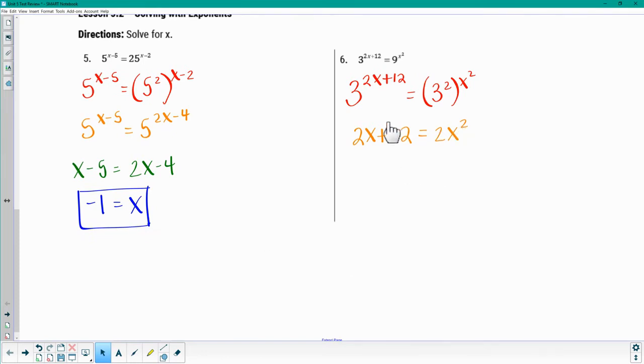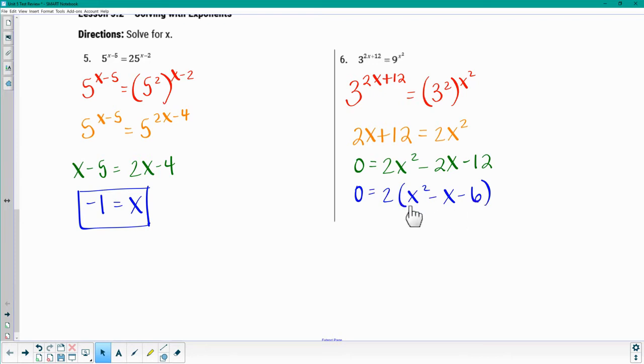Anytime you see a squared, an x, and a number, your brain should automatically be going to factoring. So I moved all of my terms to one side and I noticed that I have a GCF of 2. Going to pull my GCF out and I'm left with x squared minus x minus 6.